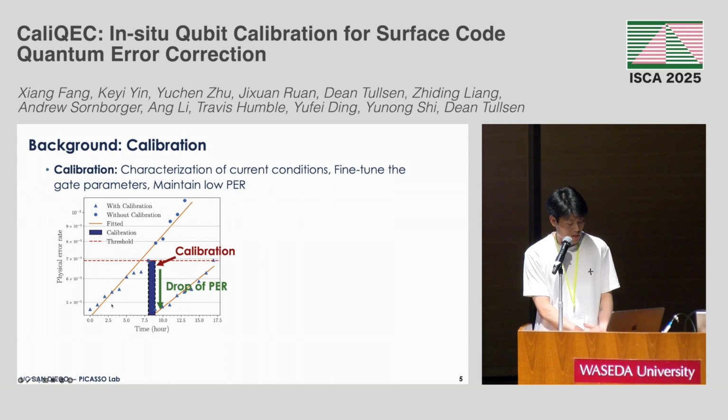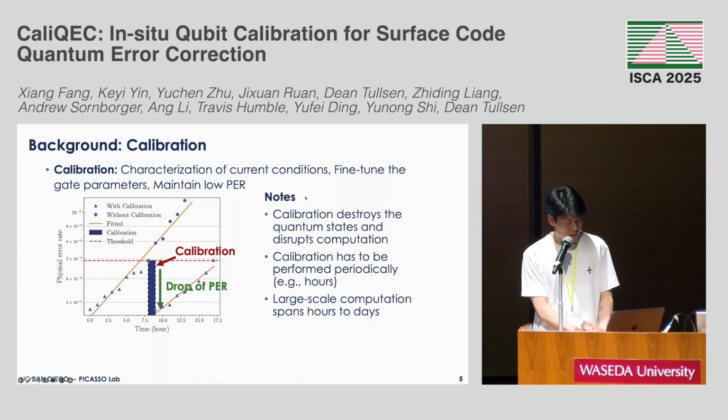As you can see, this is the data we collected from an IBM machine. You can see that the physical error rate drifts over time, and after this calibration, which is this blue region, takes about 1 hour, the physical error rate drops down to the previous level and starts to drift again.